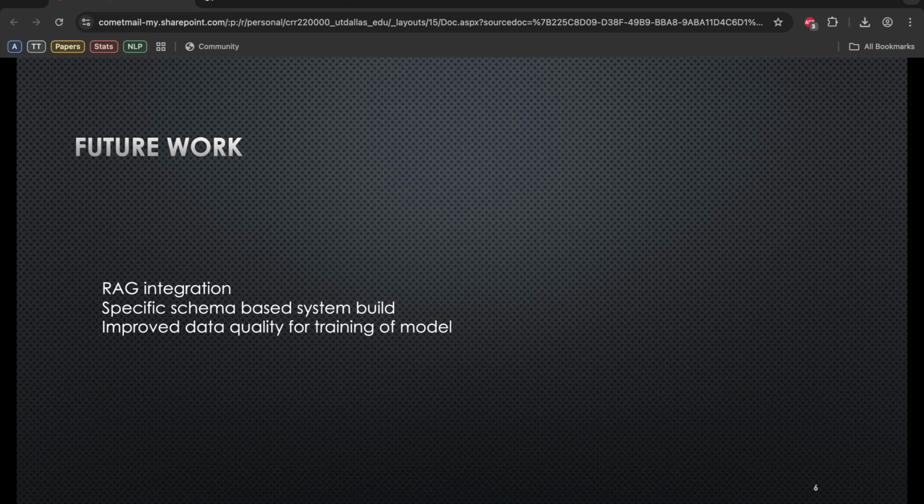The most priority one was RAG basically, but they also asked us to try a specific schema-based system build. Basically, the whole application will be focused on a particular dataset, and instead of giving the SQL queries, it will directly return the data. Also, while training the model, we found out that the current existing public data available for natural language to SQL queries is not sufficient, not quality enough. So that needs to be improved as well. We can work on it.